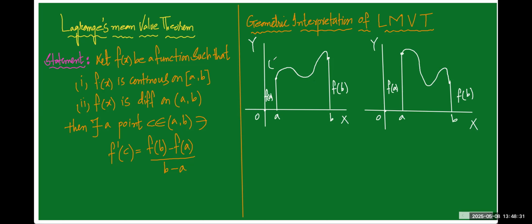Now, what happened to these points? This point is nothing but a comma f of a. This point is nothing but b comma f of b. Similarly here, a f of a, b f of b. So we have to join these two points. Let us say this is capital A and this is capital B. The coordinates of A are a comma f of a, and the coordinates of B are b comma f of b.